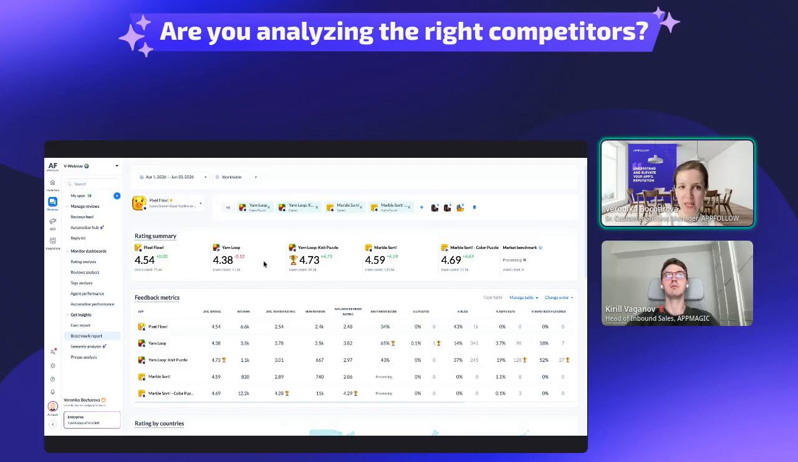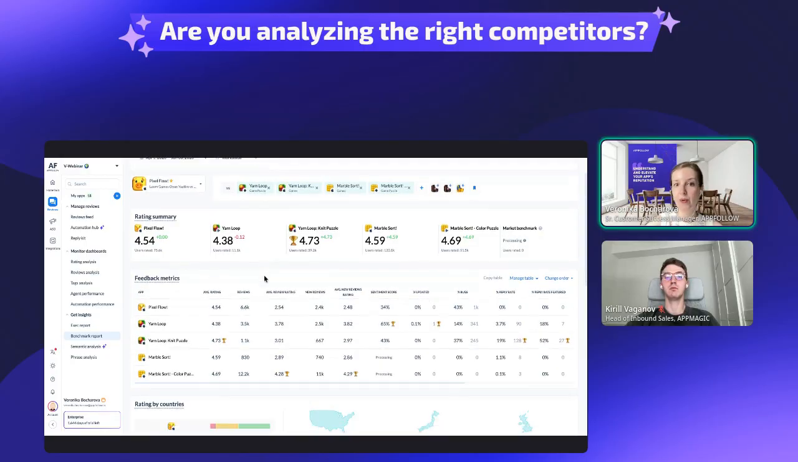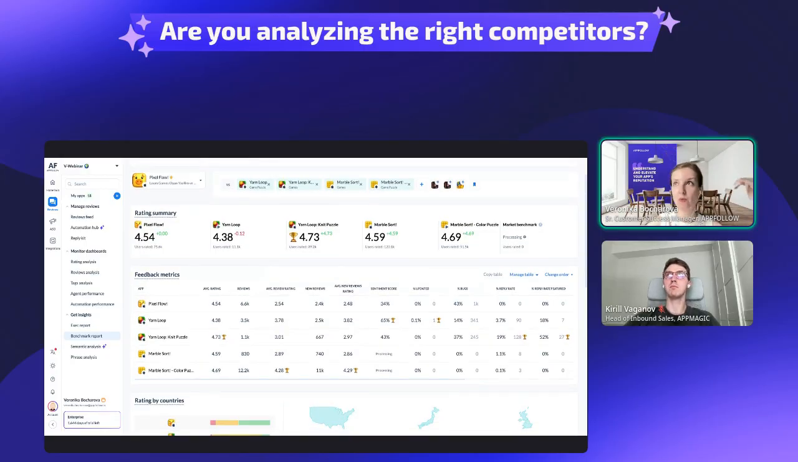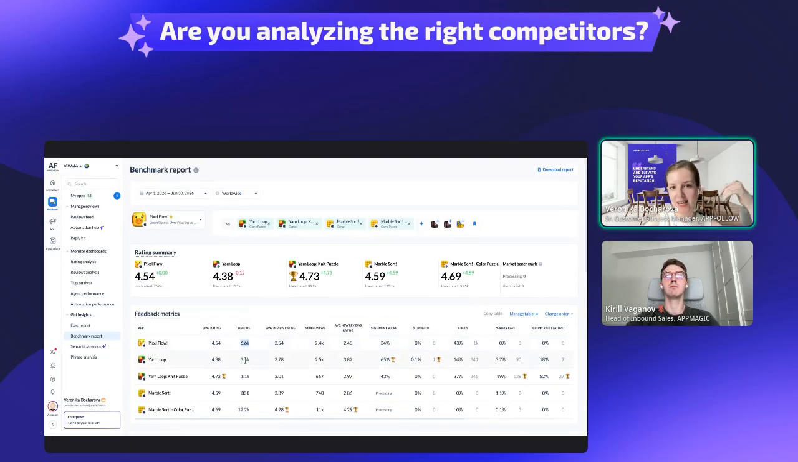So as one of the indicators, rating is really important, but another one is the reviews, the amount of reviews that they're getting. So we can see here, for example, Pixel Flow for the App Store has 6K reviews in a given period of time. At the same time, Yarn Loop has fewer reviews. But are these reviews better? Are these reviews worse? Are users mostly sharing positive feedback or mostly negative feedback? We're about to uncover this.